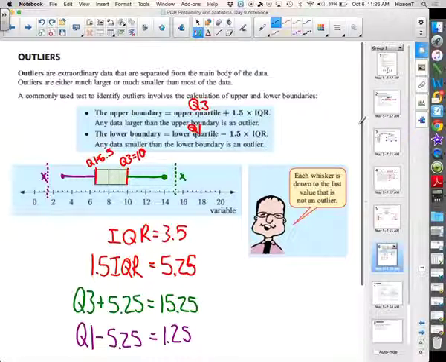Yes, what Lori? If the maximum is equal to the 15.25, does that count as an outlier? No, it has to be past that. That's a good question. Any data larger than the upper boundary is an outlier. So, what she was asking is, what if our max value was exactly 15.25? We would just put our point there, draw the whisker to it, and it would not be considered an outlier. So it's got to be past that boundary.